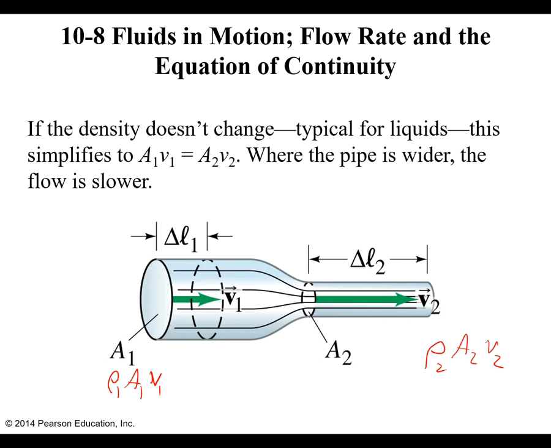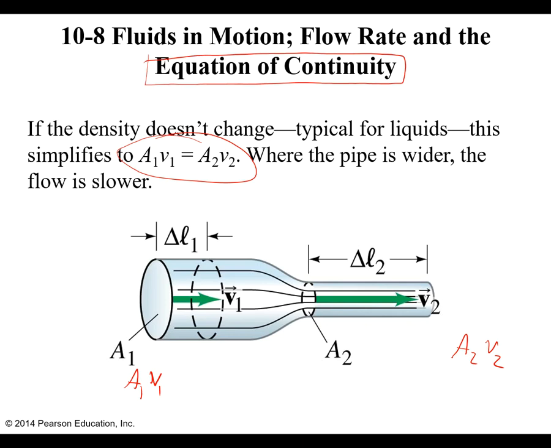Now, many times the density doesn't really change. We get a particular fluid that's not compressible, is what we call it. Basically, you send a fluid through a pipe, the fluid will not change its density as it flows. So we can often just eliminate that term, and it simplifies to the product of area times velocity has to be a constant. This is known as the equation of continuity, that the area times the velocity is a constant in the motion of a fluid.